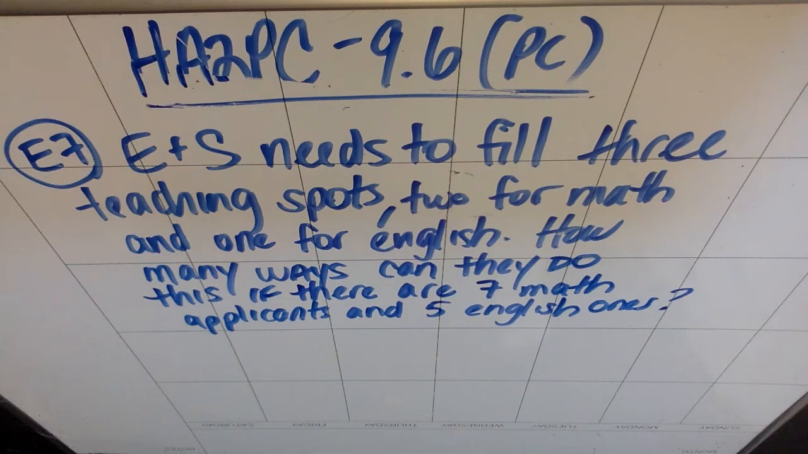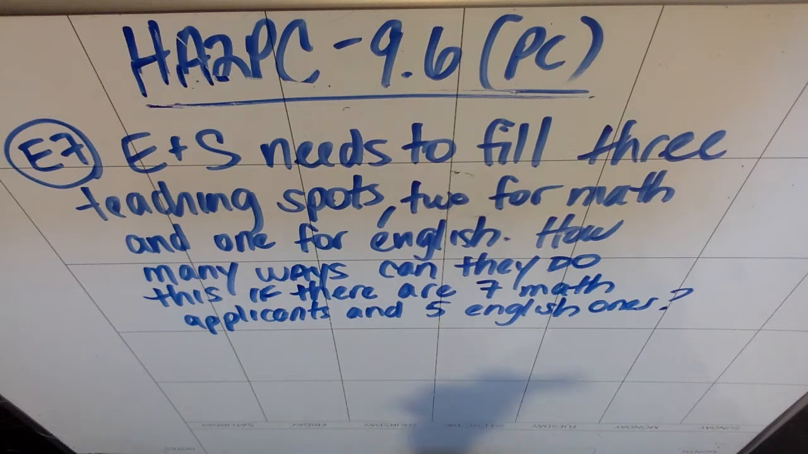So here the order doesn't matter, right? They're picking 2 math teachers out of this bunch of 7, but it doesn't matter if they pick one math teacher first and then the other math teacher second, right? So like if they pick Mr. Brown first and Mr. Green second, it doesn't matter. It's the same as picking Mr. Green first and Mr. Brown second. It doesn't matter. And for English, they're only picking one person.